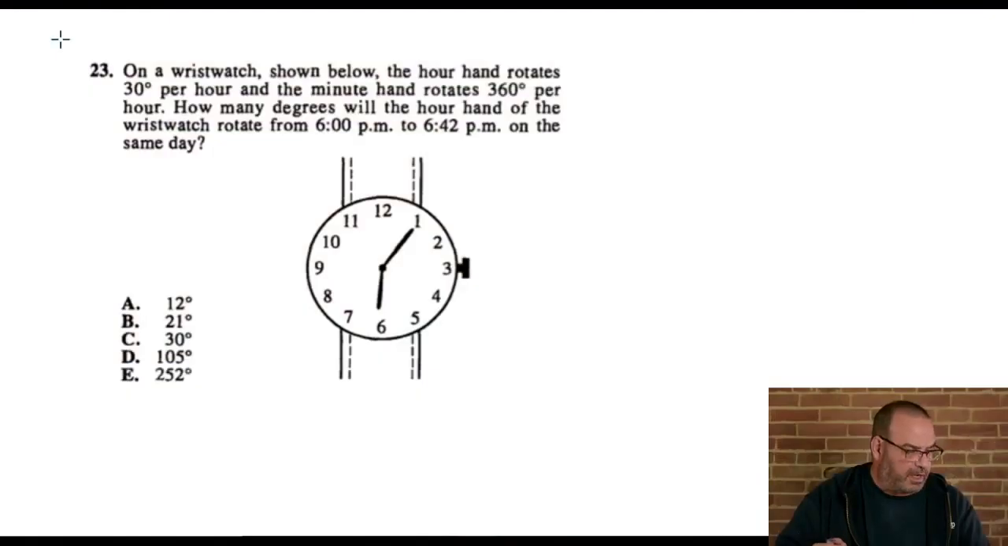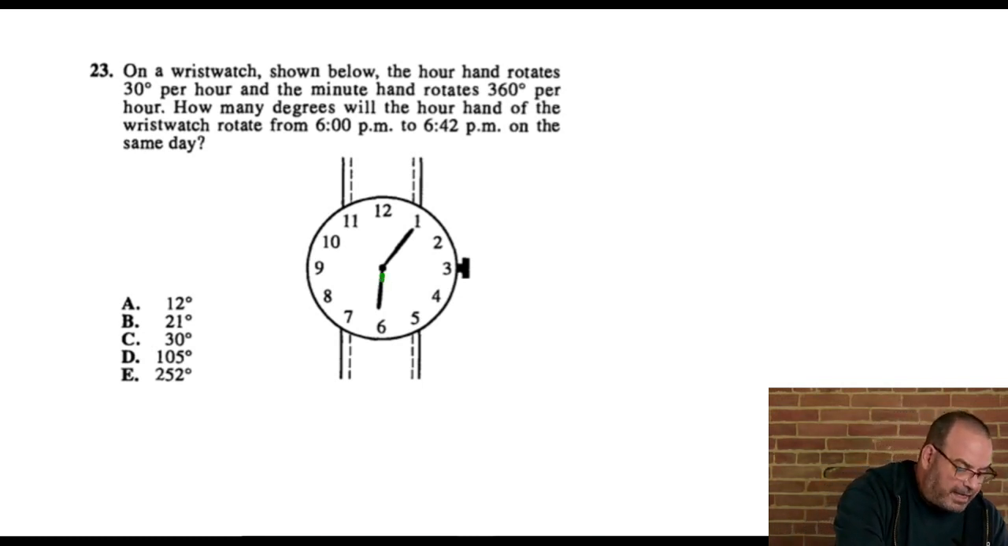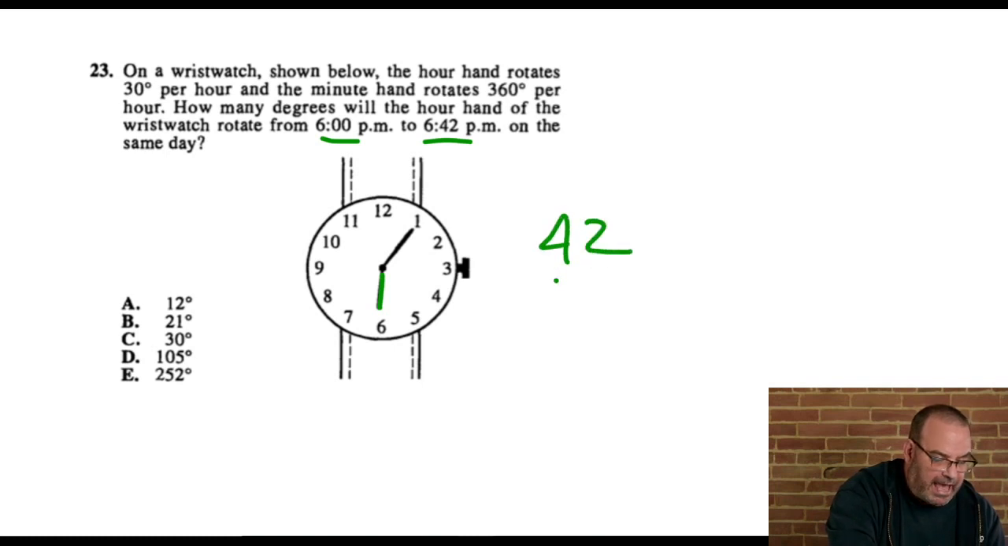I love this wristwatch one. This one's pretty cool. On a wristwatch shown below, the hour hand rotates 30 degrees because there's 12 hours, base 12, in the system of our time, and there's 360 degrees. 360 divided by 12 is 30. The minute hand rotates 360 degrees per hour. How many degrees will the hour hand rotate from 6 p.m. to 6:42? So it's going to go 42 minutes out of 60 times 30 degrees.